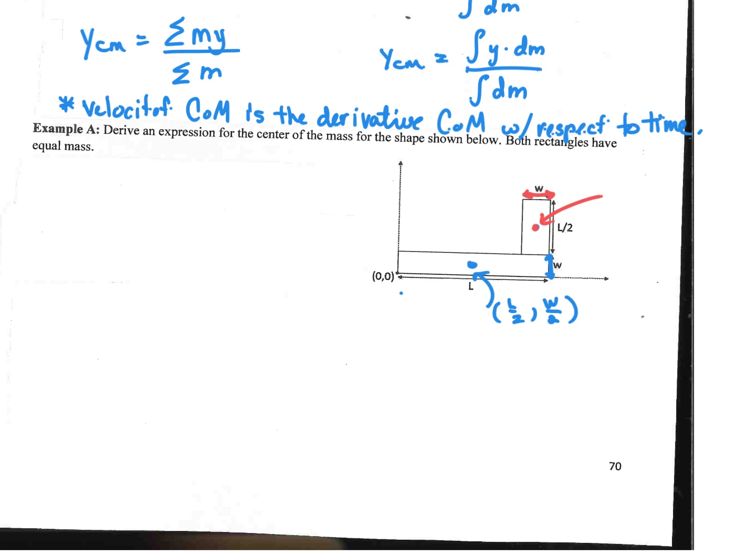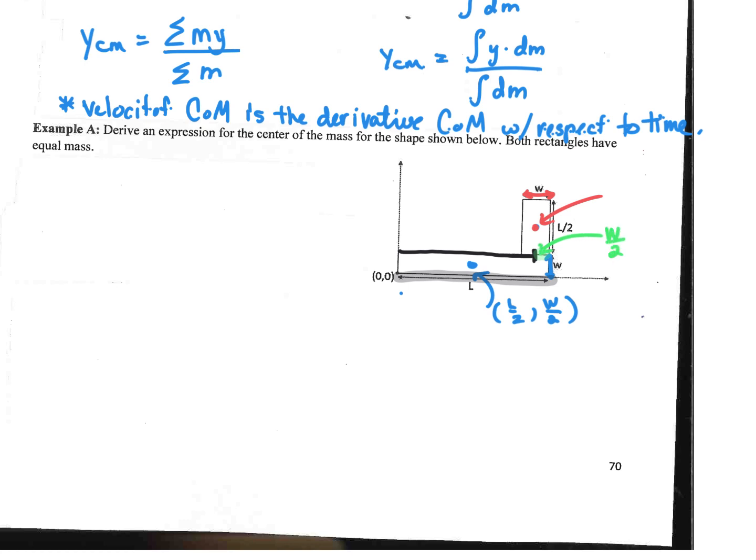So now we've got to figure out what this is. This is L, and I'm going to show you. To go all the way to this point right here, we just have to take all of L and subtract out this little chunk right here. So what is this little chunk? This little chunk is going to be W over 2, isn't it? So the x coordinate is going to be L minus W over 2.